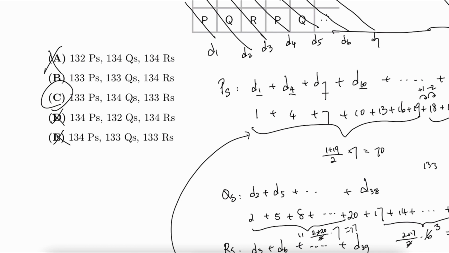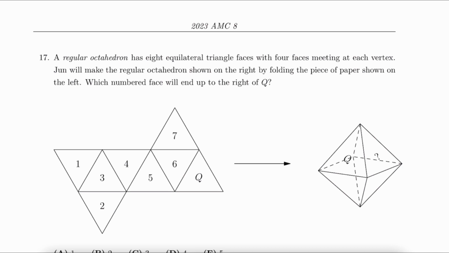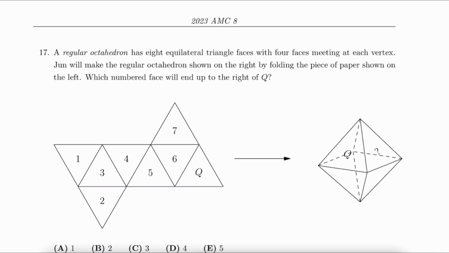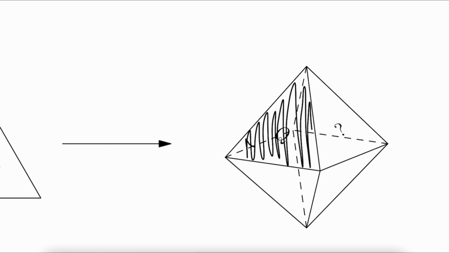So number 17, it says, a regular octahedron has 8 equilateral triangle faces with 4 faces meeting at each vertex. June will make the regular octahedron shown on the right by folding the piece of paper shown on the left. Which numbered face will end up to the right of Q? So we know Q is a face. This face is Q, if you can't quite make out. And we want to find this face over here.